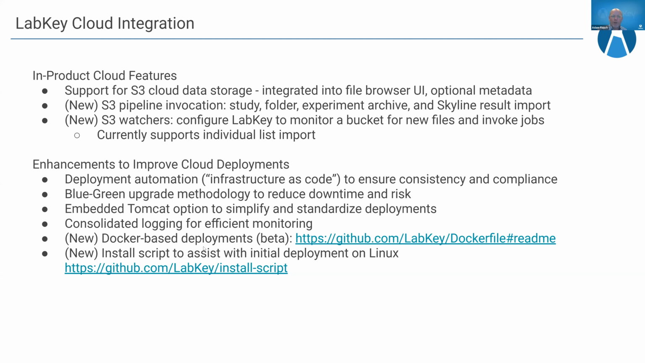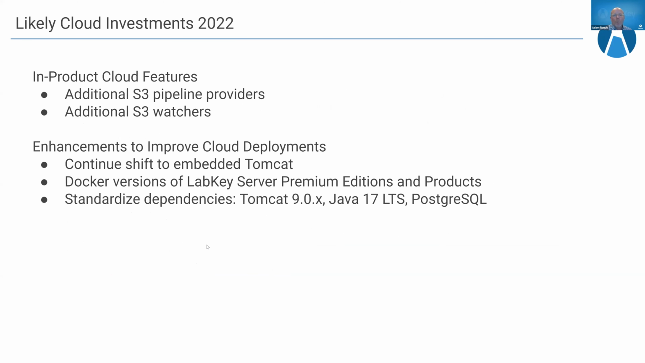And I'll point out one more that's new, hot off the presses. We were looking at Docker-based deployments of LabKey. We've started with the community edition. We have those scripts available, open source on GitHub. And as I'll talk about with our investments, we're moving more and more toward embedded Tomcat, Dockerized versions of LabKey for our premium editions and other products. We're looking to standardize dependencies on Tomcat 9, Java 17, and certain versions of Postgres, just to make it much easier and more standardized to deploy LabKey. We're also adding more in the way of in-product cloud features, additional pipeline providers and watchers for S3.